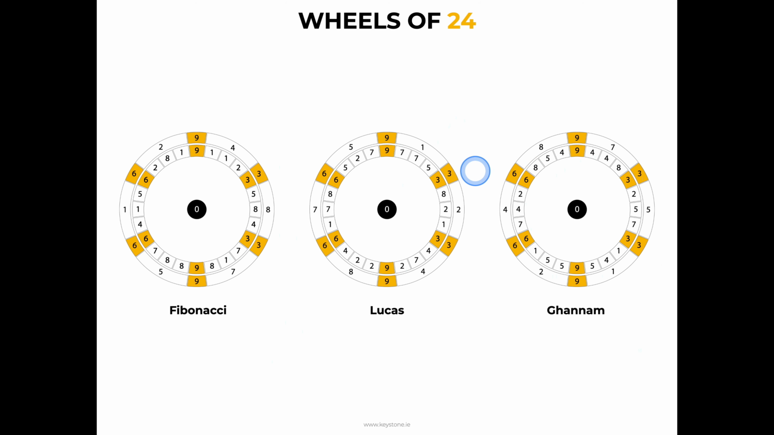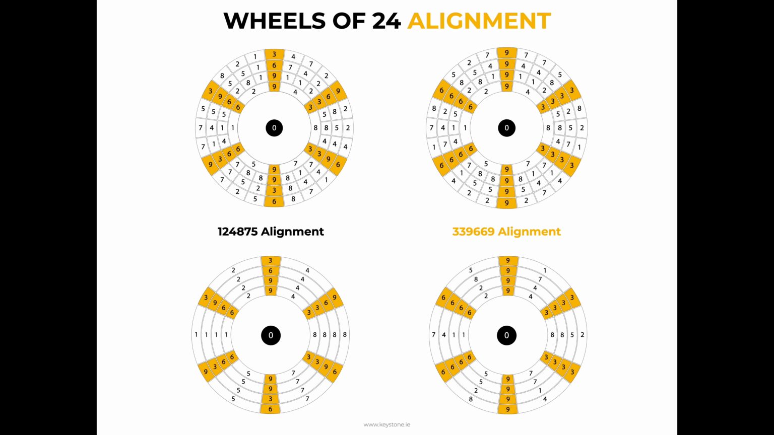This is why we color code these keystone blocks, so that you can see that there are two independent patterns going on, if you like, the white pattern and the gold pattern. Now let's examine what happens when we overlap all three wheels. Now remember, we have two separate patterns going on. We've got our white pattern, 1, 2, 4, 8, 7, 5, and our gold pattern. So we can align these in two different ways.